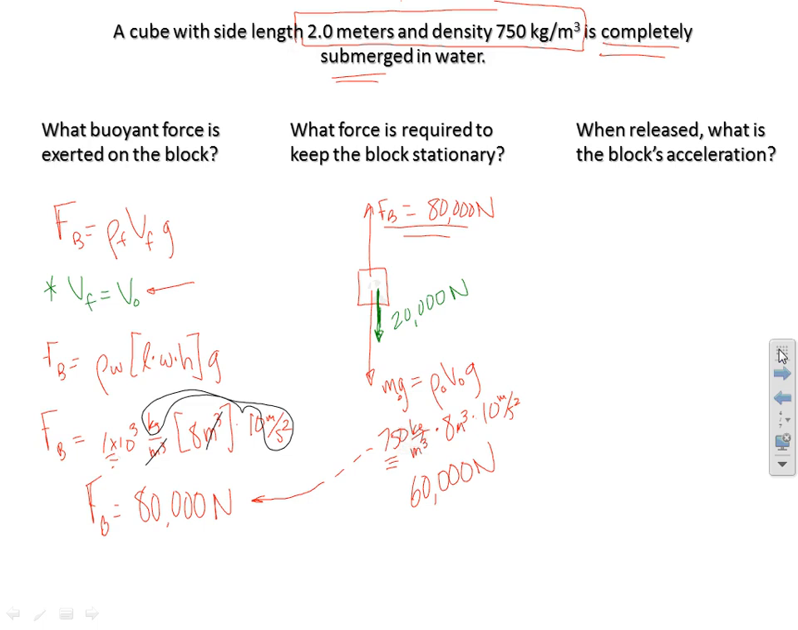Okay? Well, then we cut that chain. What does the block do? Well, then it accelerates. All right? So now we have F_B up. We have mg down, but no chain. This thing is allowed to move, and it accelerates. So we can say that F_B minus mg equals ma.